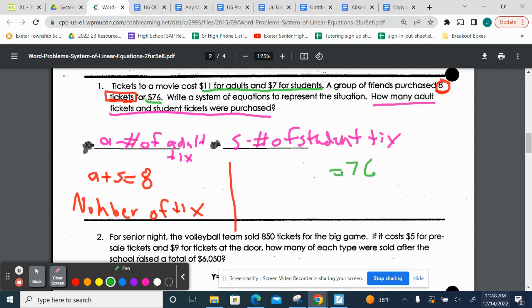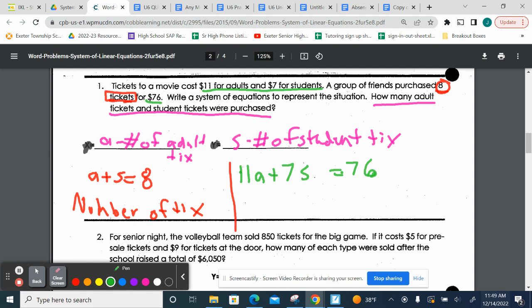What is that made up of? Well, it's made up of adult tickets and student tickets. And if we sold 10 adult tickets, that'd be $11 each, so you would multiply. So $11 times the number of adult tickets. And then we would add that to $7 per student ticket. Again, if there's 10 students, that would be $70. You would take 7 times 10 and add everything up, and the total is going to be 76.